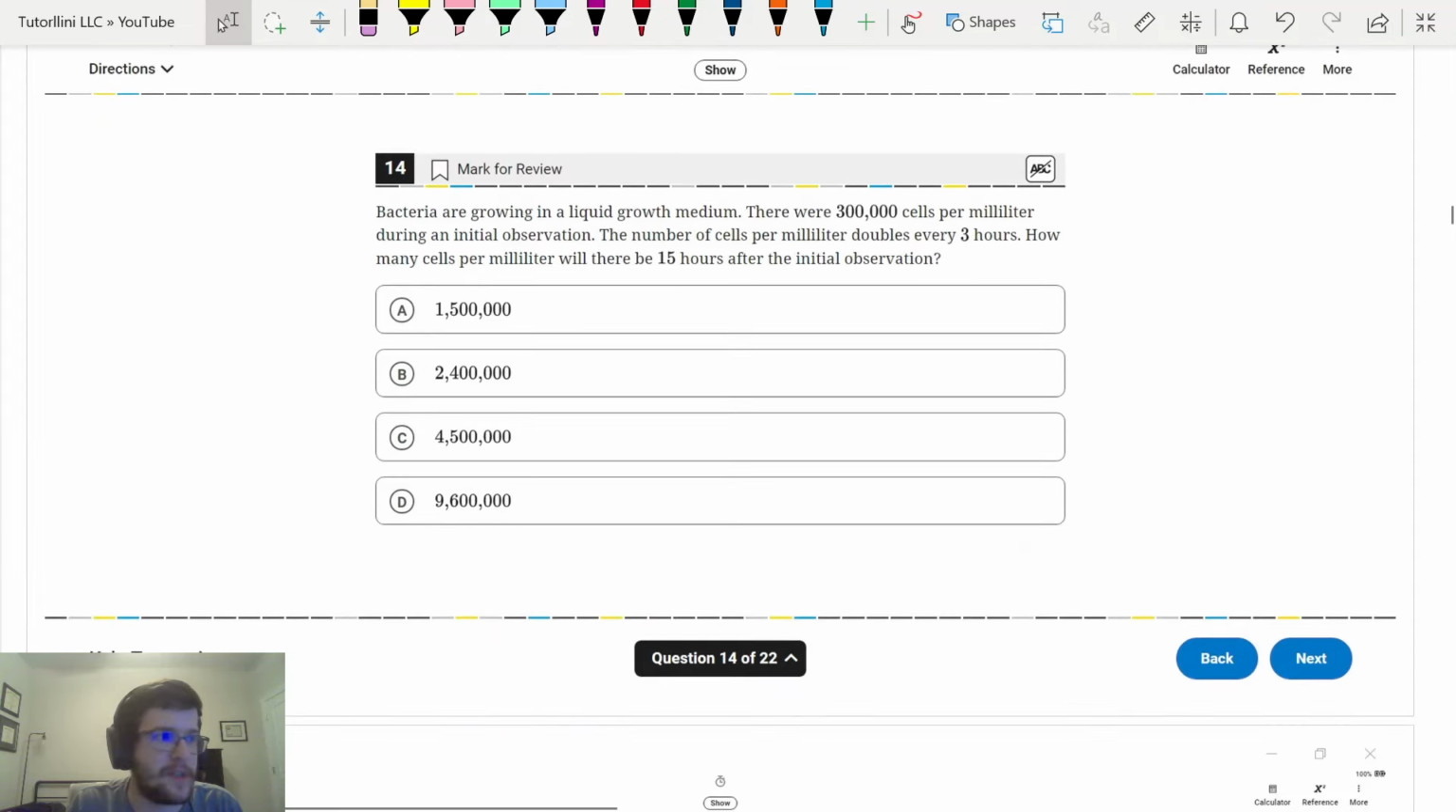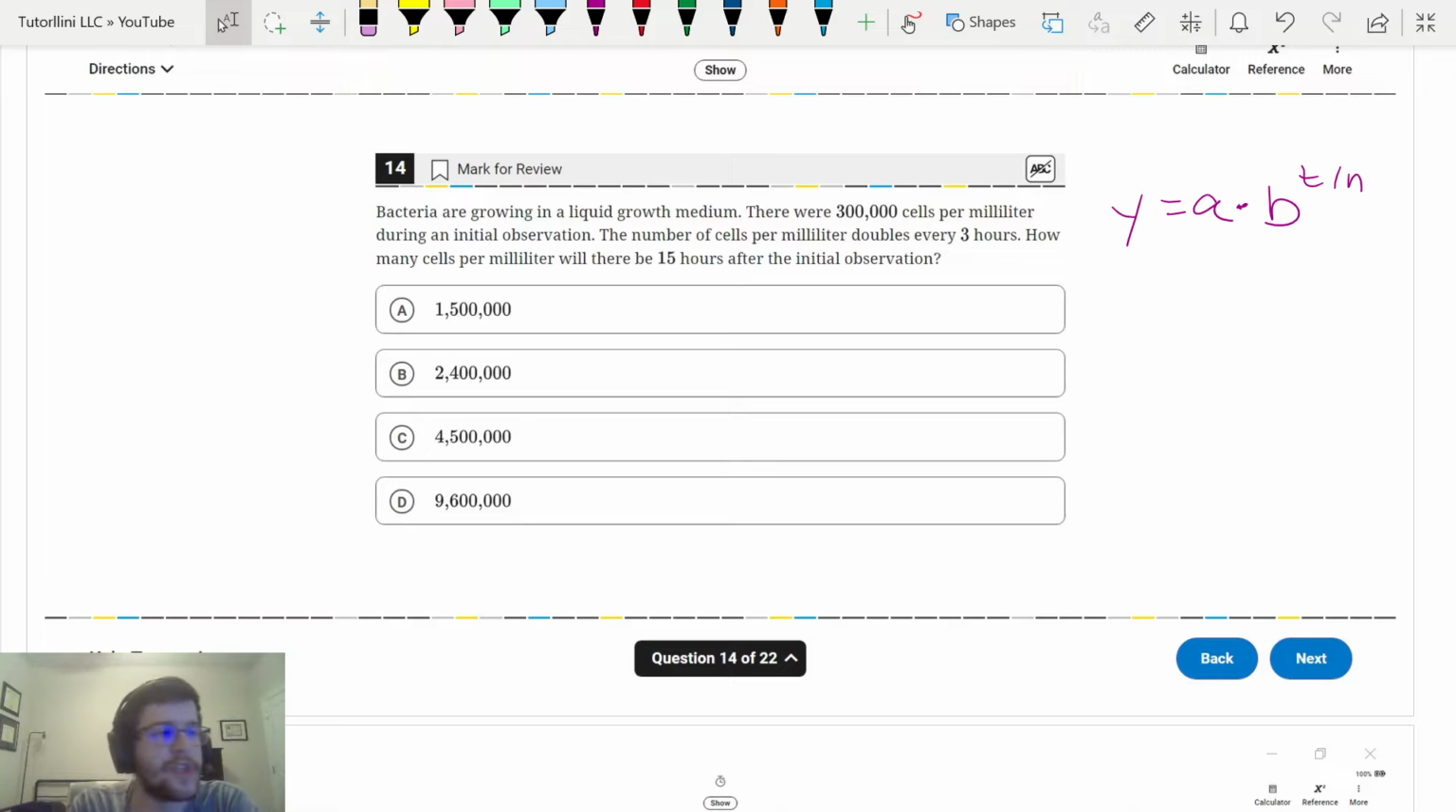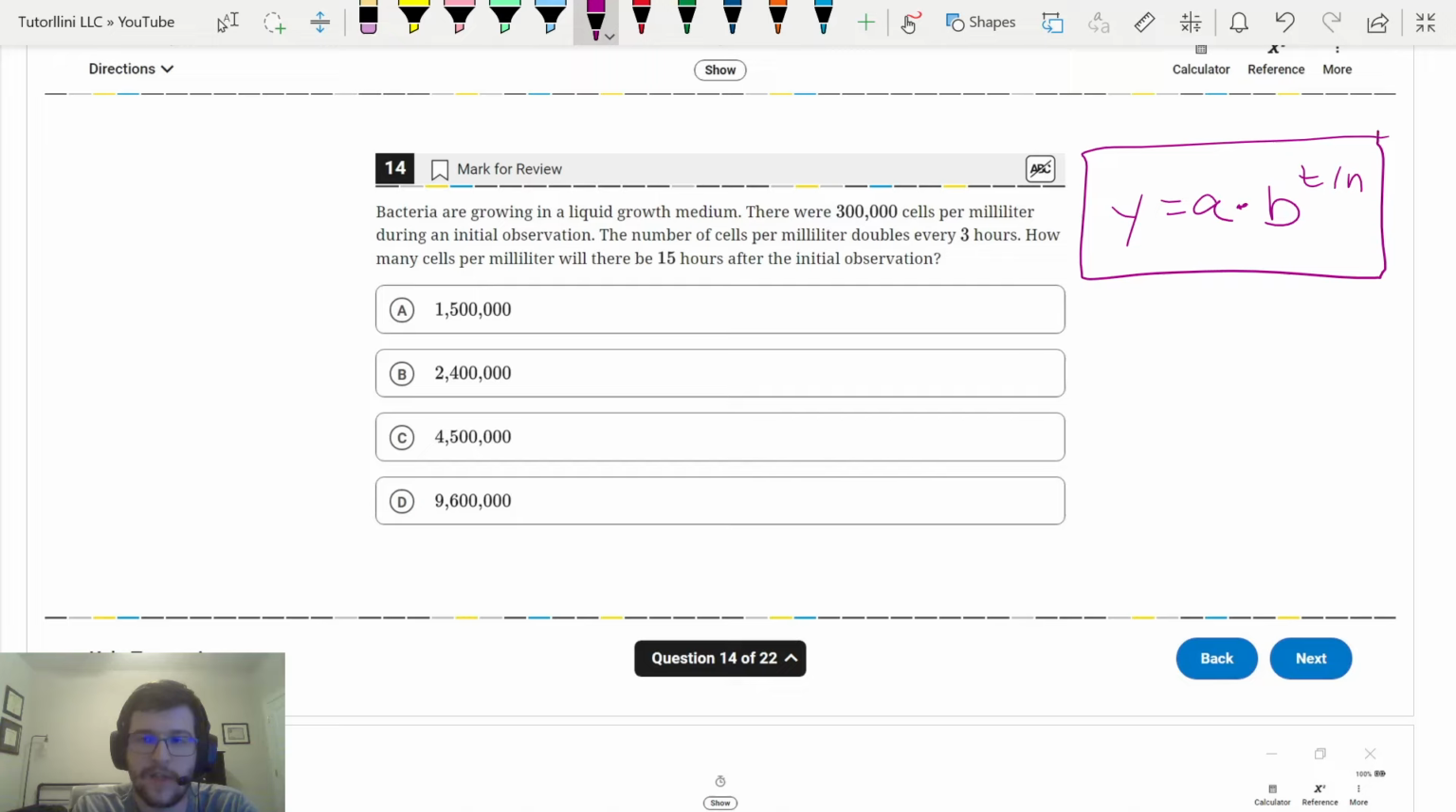All right, 14. So this is the equation for unusual time periods. Y equals A times B to the T over N. A is the starting amount, or the initial amount. B is the growth/decay rate, so it's the number that your Y values are getting multiplied by. And N is your interval: how often are they getting multiplied by that? So you definitely got to know this equation. Make sure you know what all those letters mean.